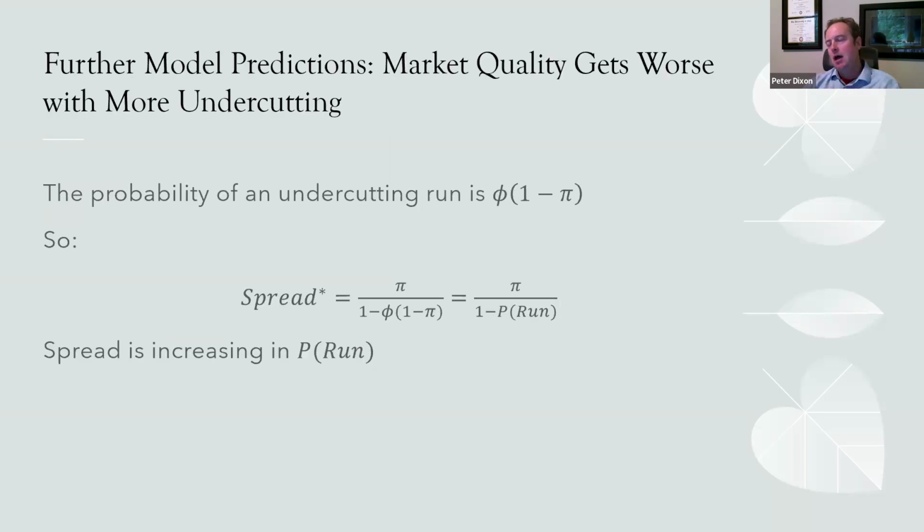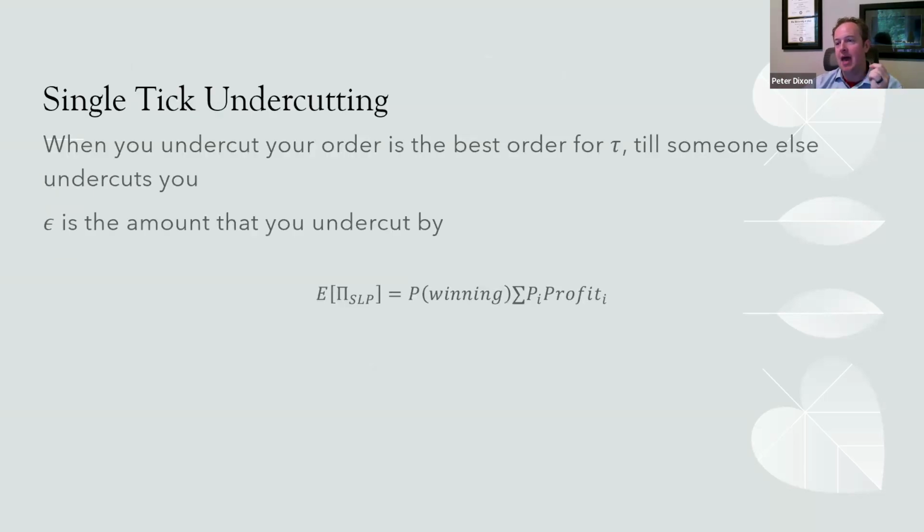And we think this is interesting because there's previous research that links undercutting runs to wider spreads, and we provided an explanation for why that could happen.